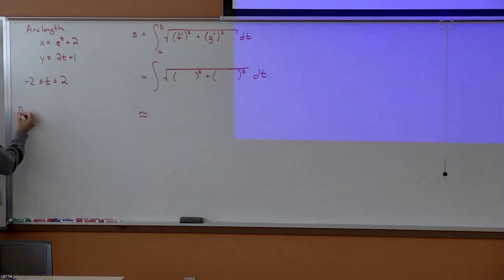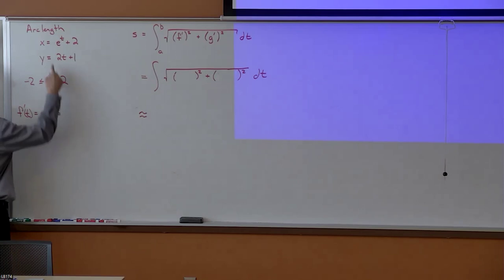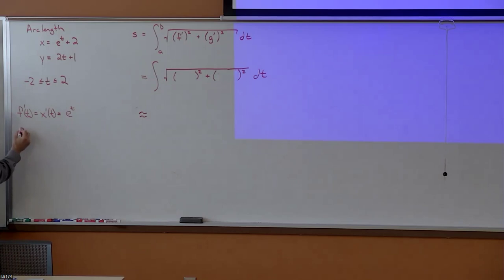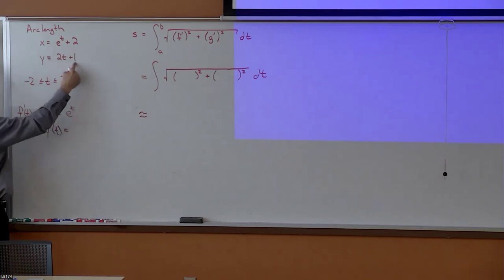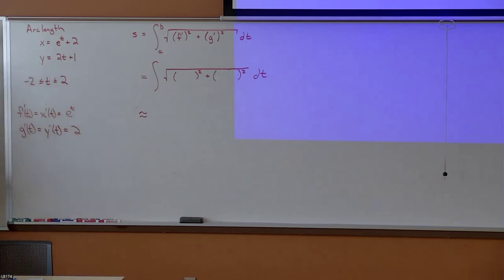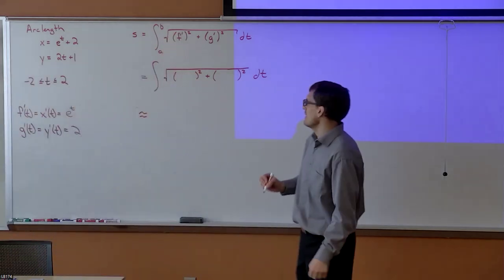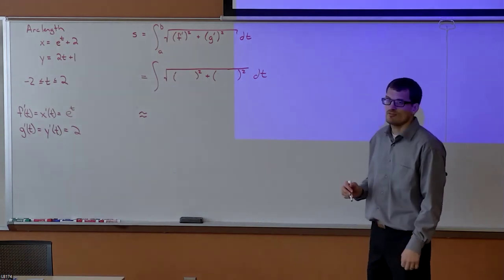Some people will write off to the side like f prime of t or x prime of t equals the derivative of this. And then g prime of t, which is our y prime function, is 2. So some people will write it off to the side. I tend not to do that. I tend to just write it in the actual problem itself.